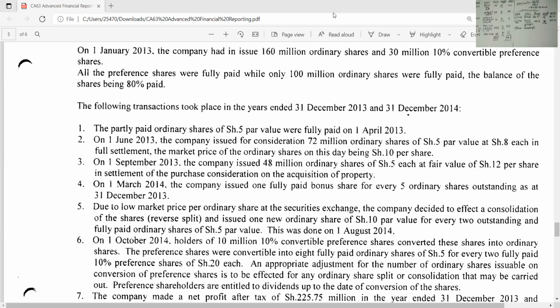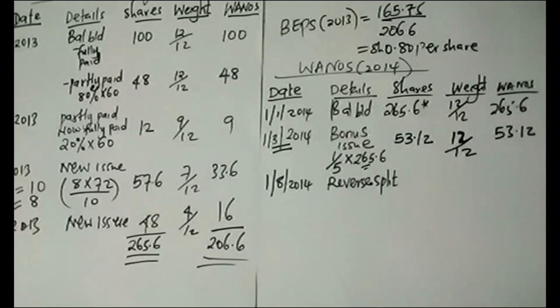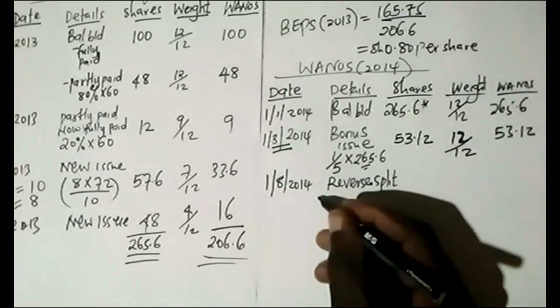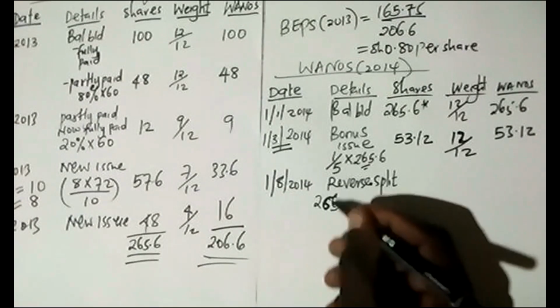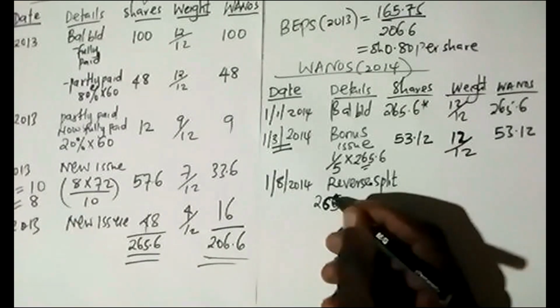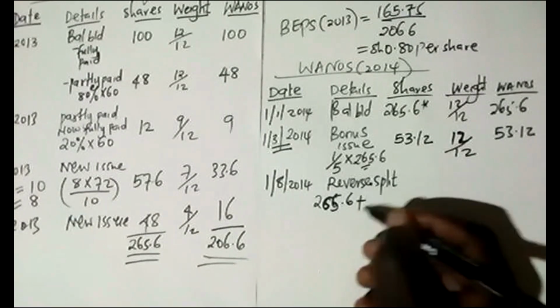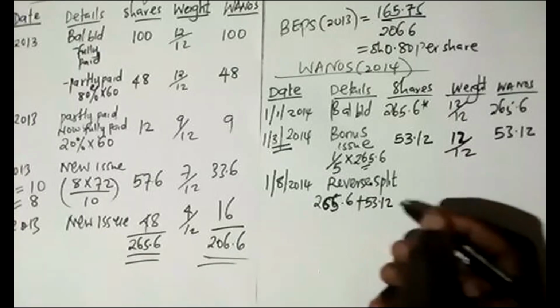Remember that we have to reverse the shares which we have up to August. That is what you have to do first before you consider anything else. Because the shares of 265.6 and 53.12 were trading at 5, we need to reverse them to make them expensive. So I will take 265, not 256. This is 265. The first one from January, 265.6, plus the 53.12 from March.